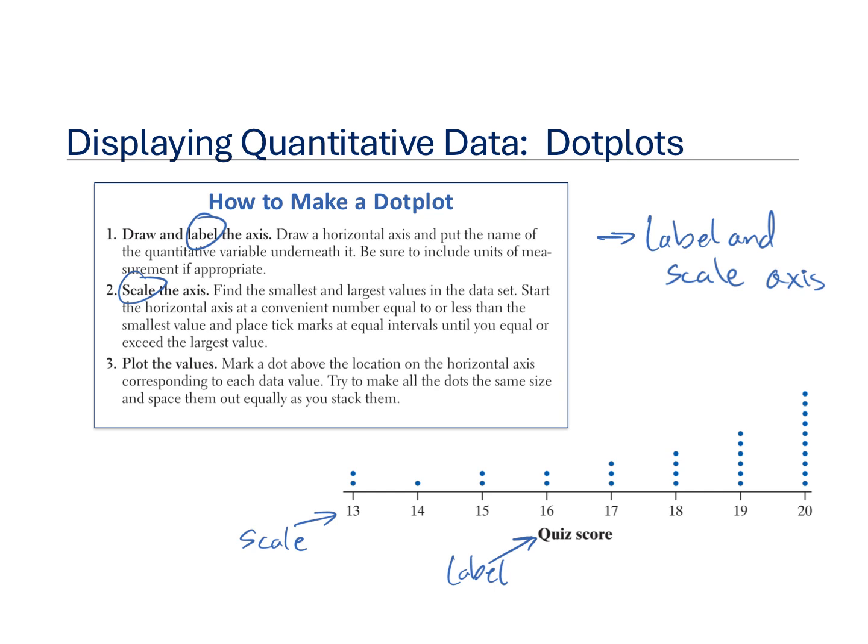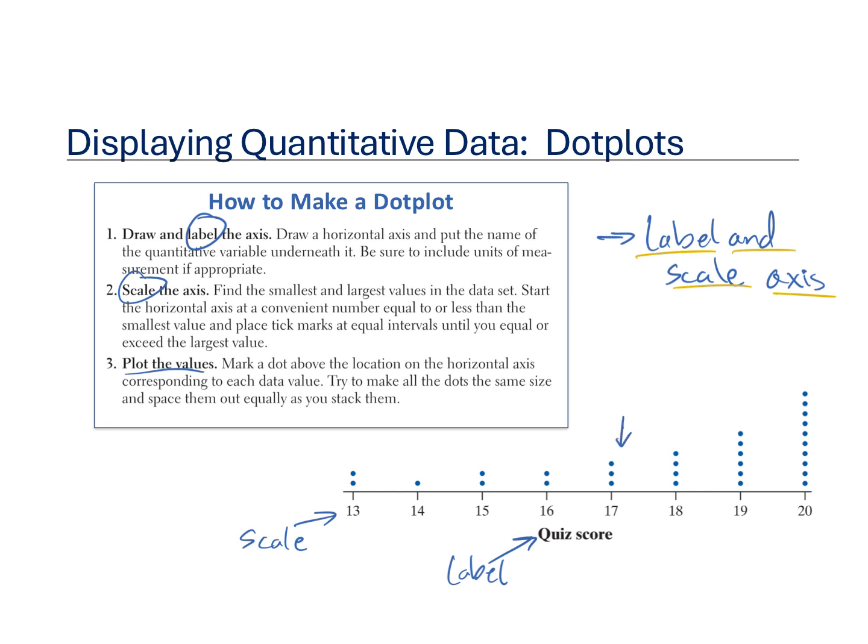Label and scale your axis. This is not just for dot plots. Anytime you make a graph, sometimes in stats we call them plots, label and scale your axis. We need the context and we need the numbers so that we know what's going on. And then it just says plot your values. This is really just put a dot above every location, and that dot corresponds to a value.